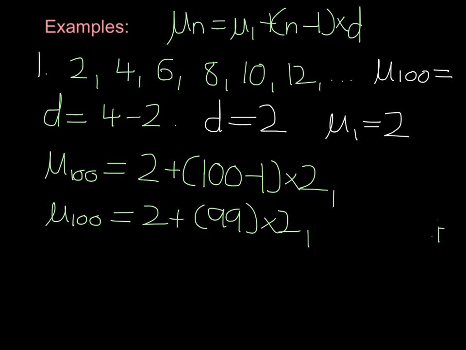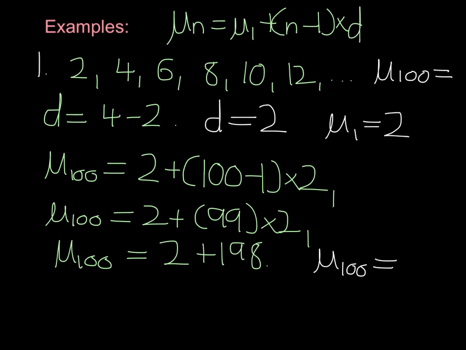So u100 equals 2 plus 198. So we know that u100 equals 200. And that would be all.